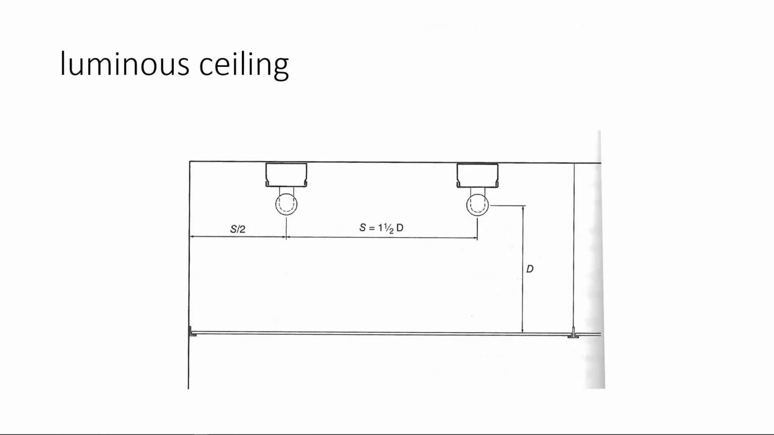Same if you want a luminous ceiling. How many fixtures? Just ballpark it. Well, you can calculate D, the distance from the ceiling, and the spacing ratio is related to that. So obviously, if you're in a situation where you don't have much ceiling height that you can drop, then you're going to have a lot more light fixtures to get an even lighting effect.